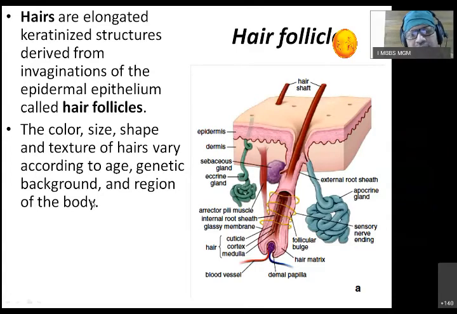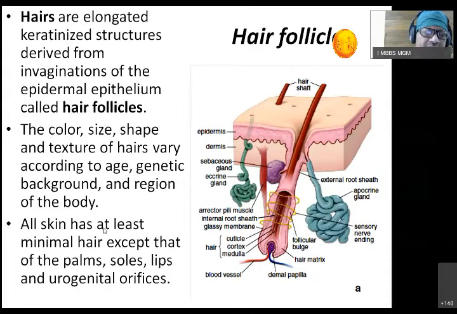The growth of the hair differs in male and female. It may also depend on steroid hormones, especially estrogen, progesterone, and androgens. All skin has at least minimal hair except that of the palm, sole, the red of the lips, and urogenital orifices. So these are the places. Remember this exception, it can be used for various questions. So I just put it: minimal hair except the palm, sole, lip, and urogenital orifices. There the hair follicles are absent. Otherwise, the rest of the body has some amount of hair.